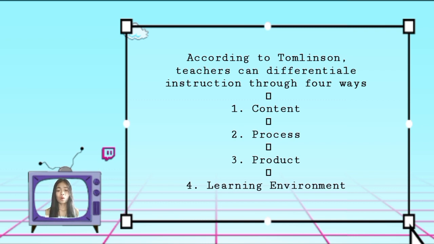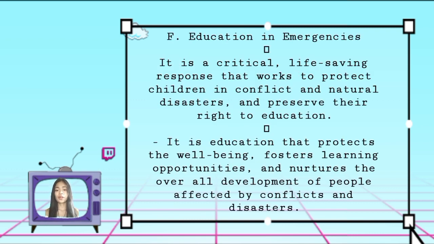This aspect involves adapting the classroom environment to support diverse learning needs. Teachers can arrange seating, provide flexible grouping options, offer quiet spaces for individual work, or incorporate sensory tools to create a supportive learning atmosphere for all students. Now, by differentiating instruction across these four dimensions, teachers can better meet the diverse needs of their students and create an inclusive learning environment where all learners can thrive. Now, let's move on to our next topic, which is education in emergencies.